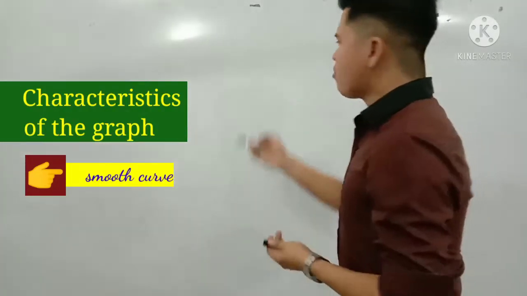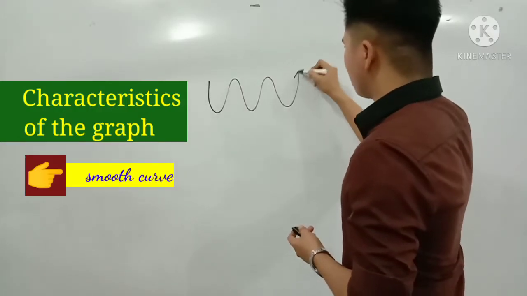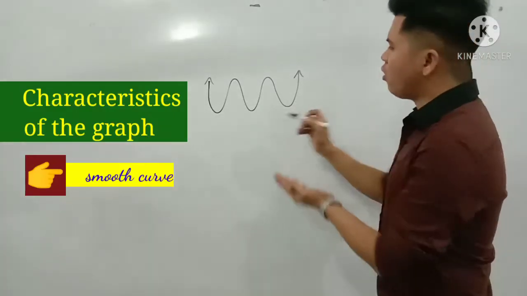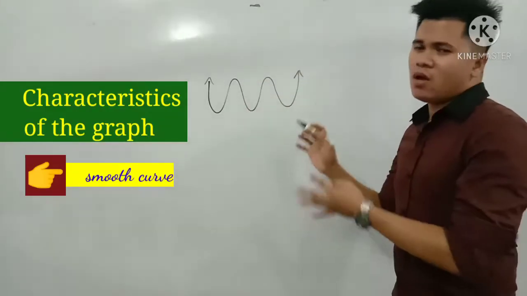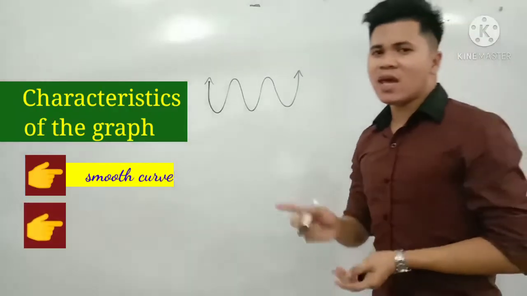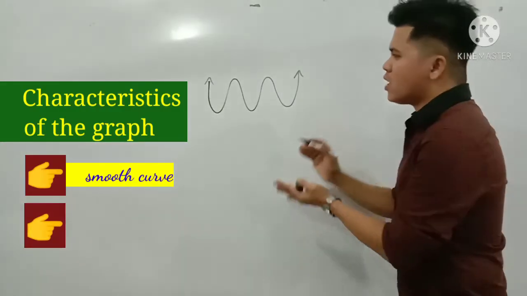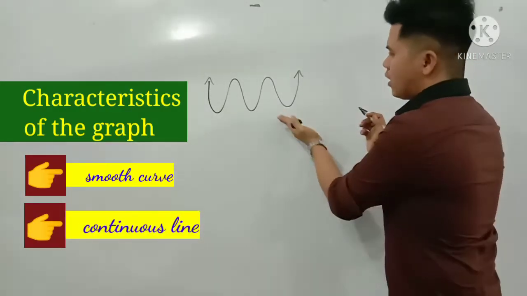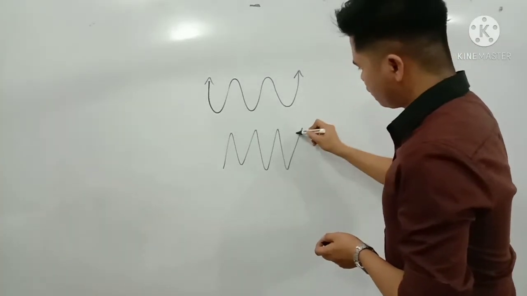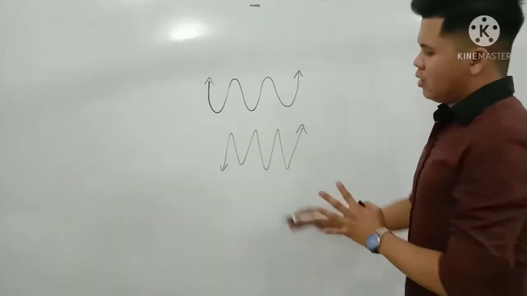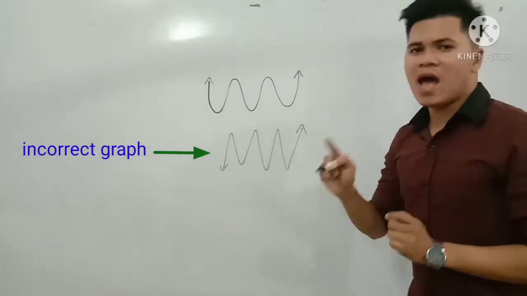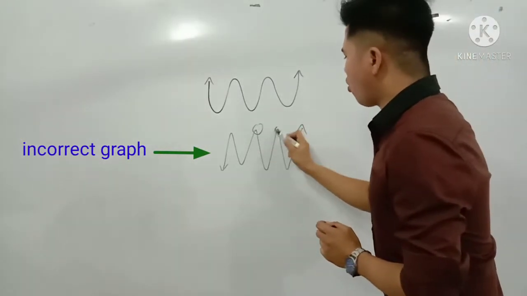So, for an example, we have here a graph. We can say this is the graph of a polynomial function since all the turning points of this graph were done smoothly. Then, the second characteristic is that it should be a continuous line. So if your graph looks like this one, this is the incorrect graph for a polynomial function since it has sharp corners.